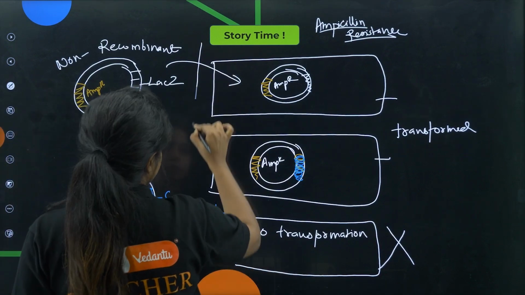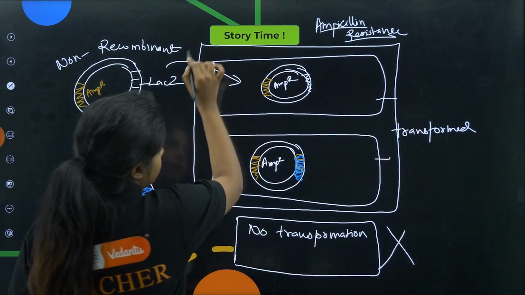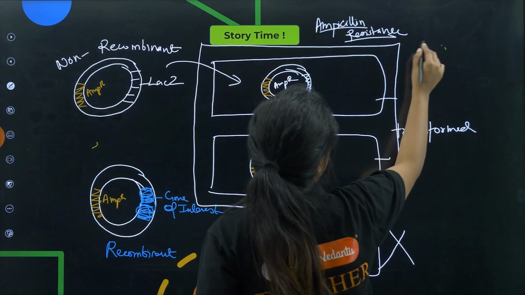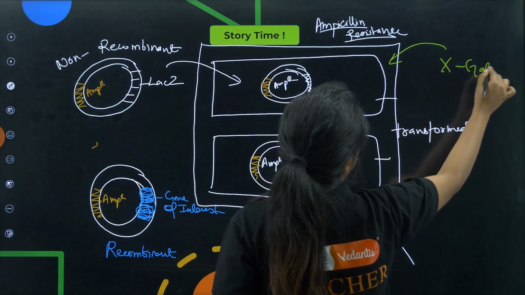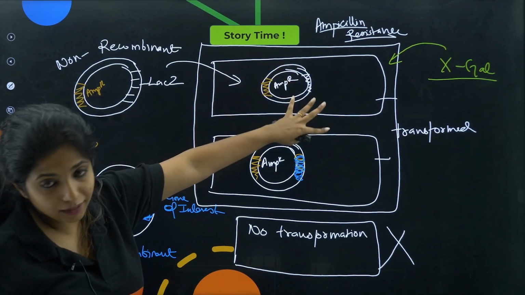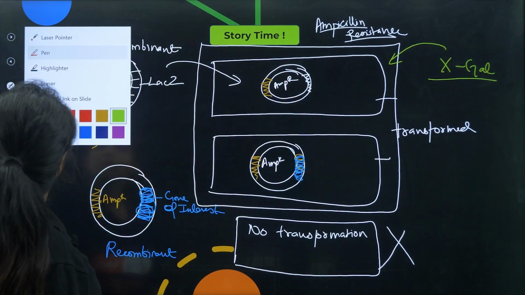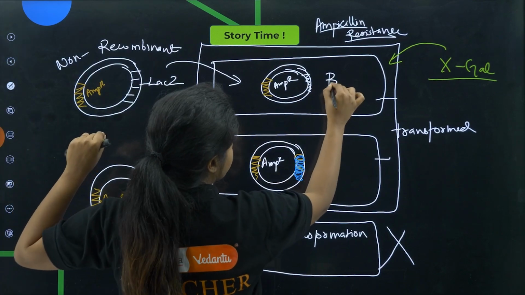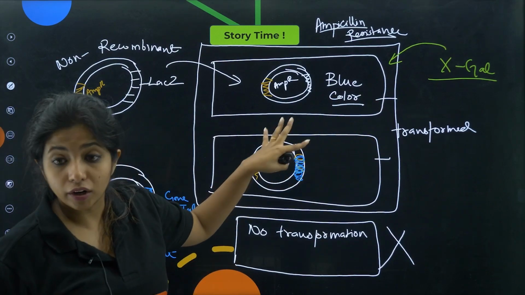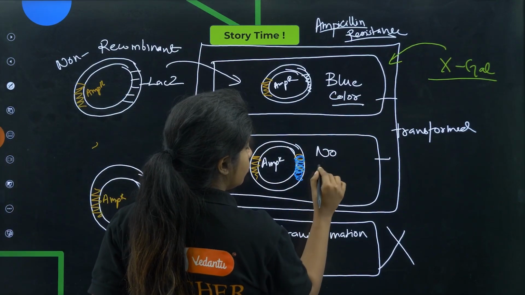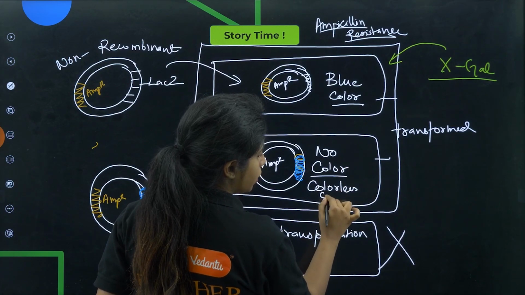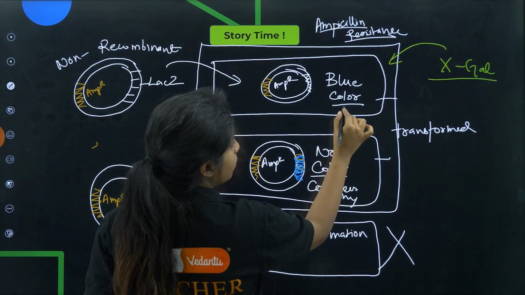Now I make a plate, I put both the hosts over here, and now I'm going to treat it with X-gal, my dear children. Now what will happen? There will be a colony of bacteria which would be giving blue color, and there will be a colony of bacteria where there won't be any color. So this will be a colorless colony, whereas this colony will be in blue color.